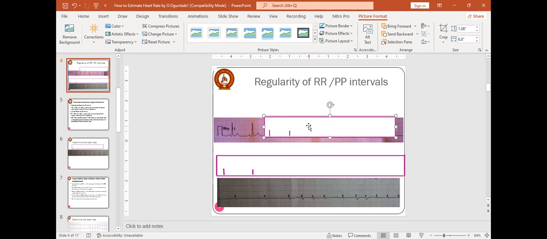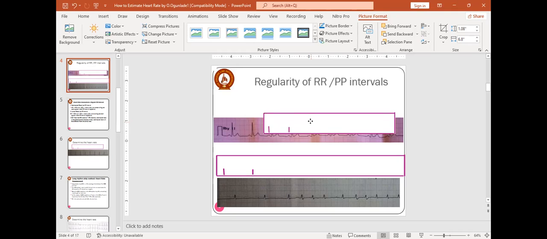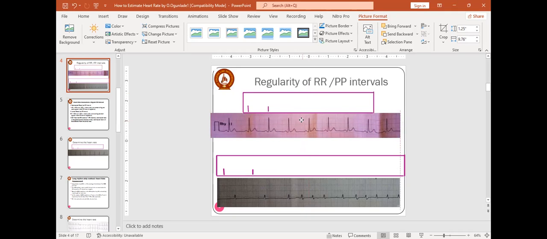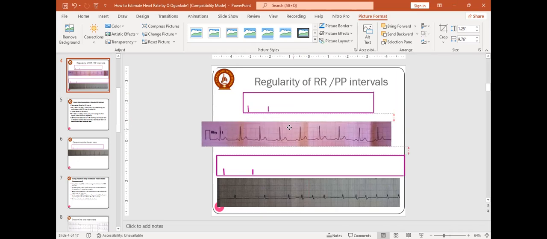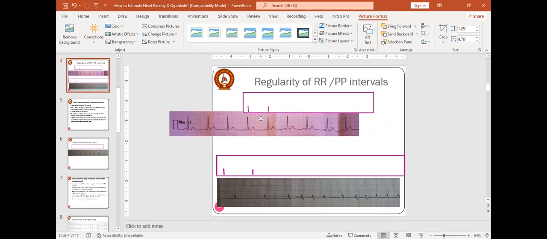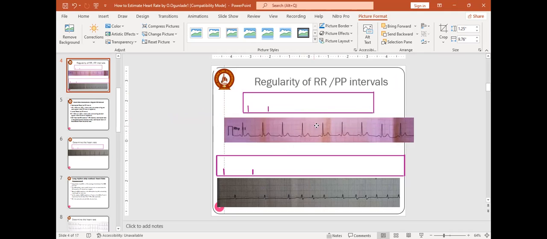You can also do the same for the PP interval. In this case, the PP interval is equal to the RR interval and they are regular. You can also slide the ECG against the 2 mark points to show the regularity. Now, the lower panel.